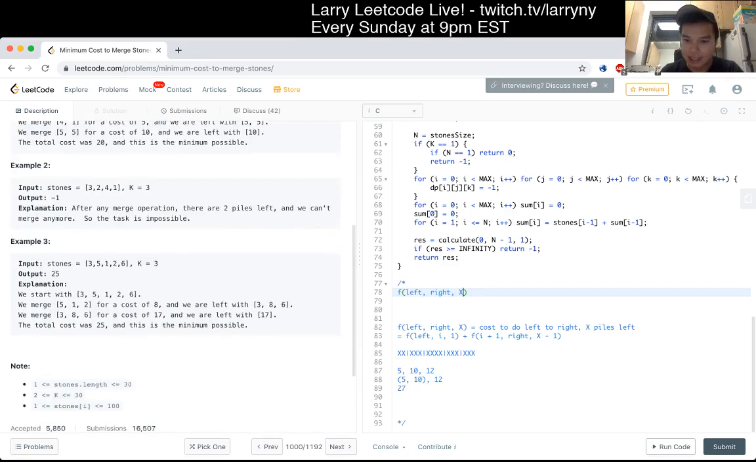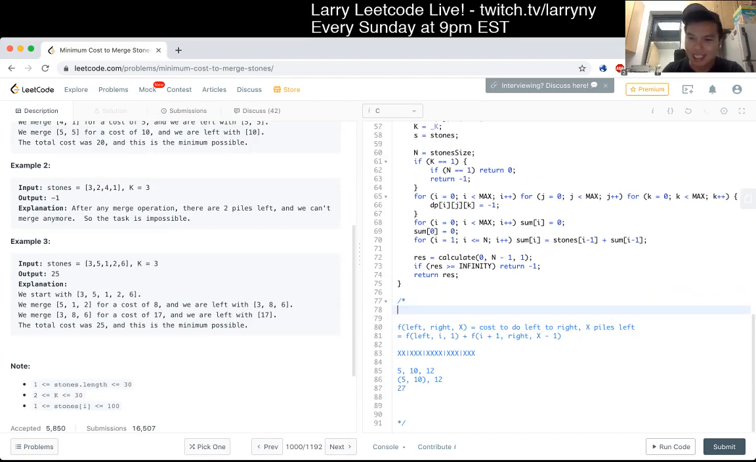And I wrote this here, where it's the cost to go from left to right with X powers left. I already kind of explained this, and with X powers, it just means this stuff with 1 power left, and then this with X minus 1, because let's say you have 5 powers, you want to brute force the number of ways to do that.